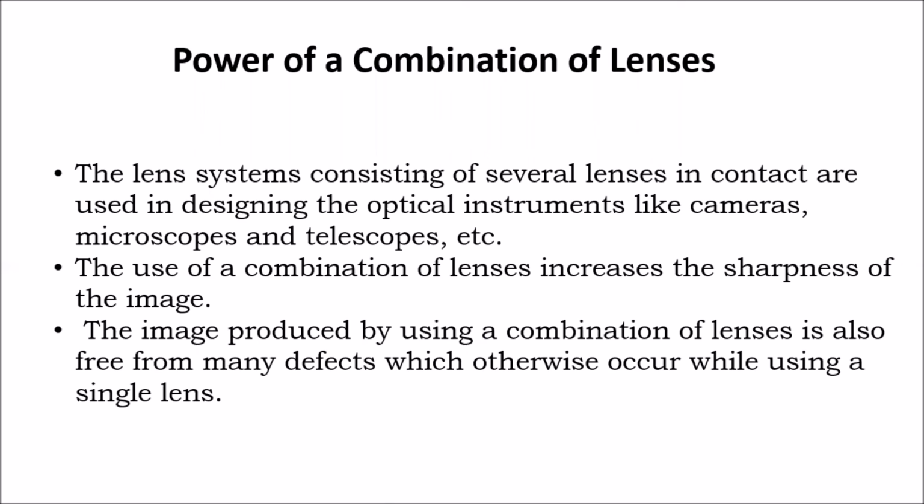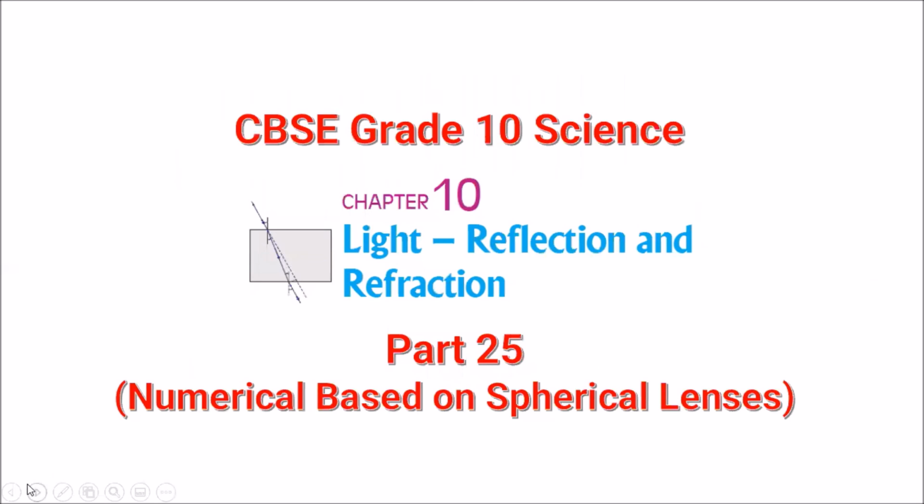We use a combination of lenses because it increases the sharpness of the image, and the image produced by using a combination of lenses is also free from many defects which would otherwise occur using a single lens. So this was all about the power of lenses.